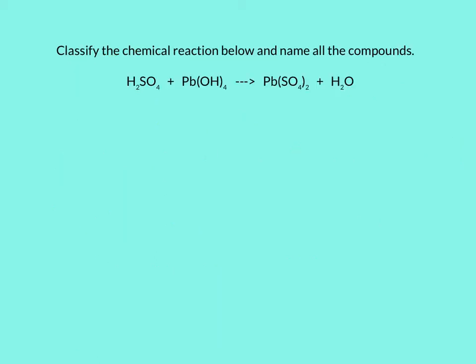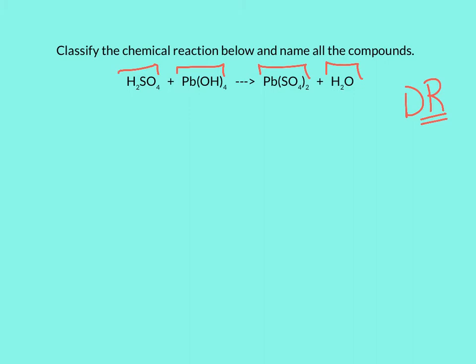One more. Classify the chemical reaction below and name all the compounds. Okay, so let's classify this. Big hint here, we have a rather large chemical equation. We have a compound, we have another compound, compound. So we have a whole bunch of compounds. Chances are this is going to be a double replacement reaction. I'll just use DR for double replacement. Let's just make sure that this is in fact what we're going to do.